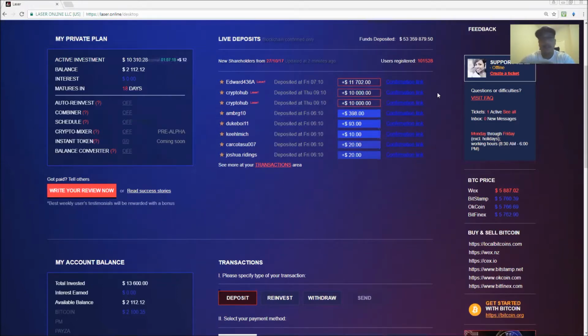What we're going to talk about today is active investments versus total invested. If you log into your Laser account, you'll see active investment and total invested. What's the difference? Total invested is how much money you're putting in, no matter if it's reinvested or money being deposited. This total invested number is always going to go up no matter what.